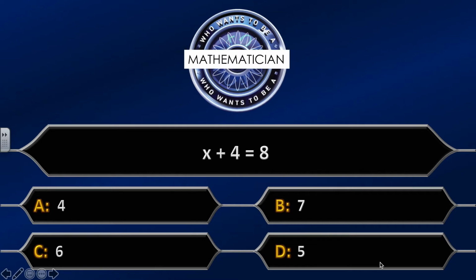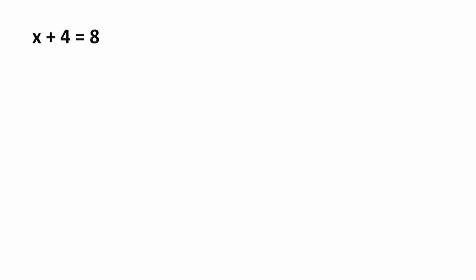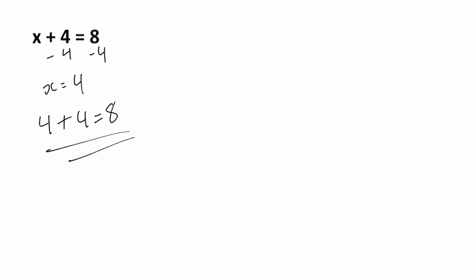So the correct answer is A, of course, 4. Okay, question one was relatively straightforward. So you need to undo the equation. So you're going to minus 4 from both sides. 8 minus 4 gives us 4. X is equal to 4. We can always double check our answer, whether it's correct or not, by putting it back into the equation. So it'll be 4 plus 4 equals 8. And that's our final answer.